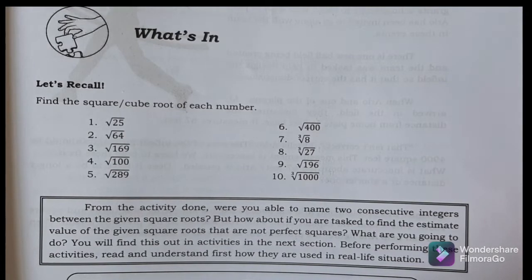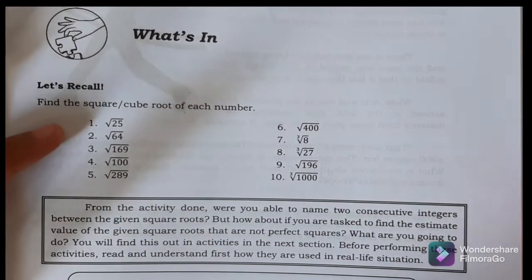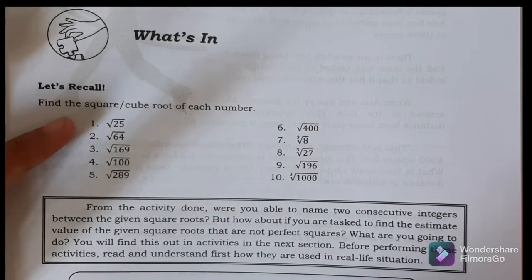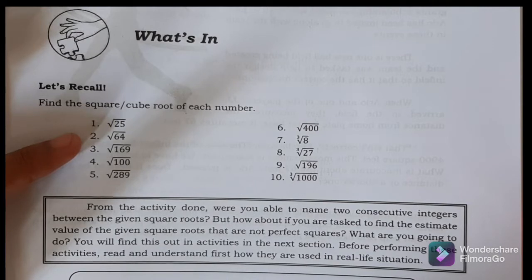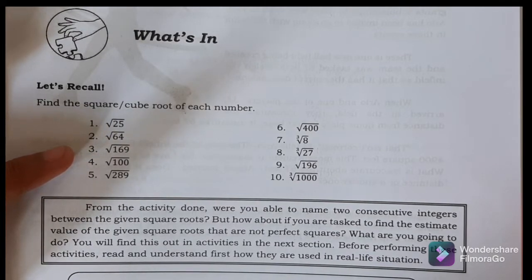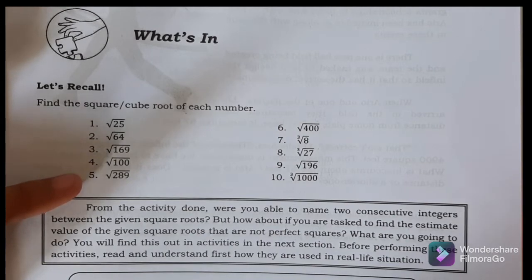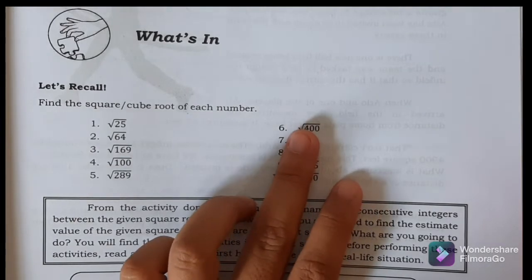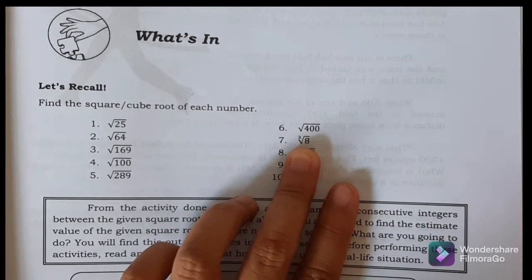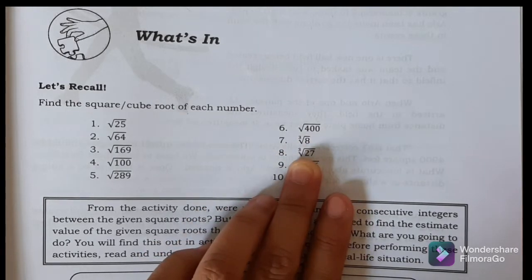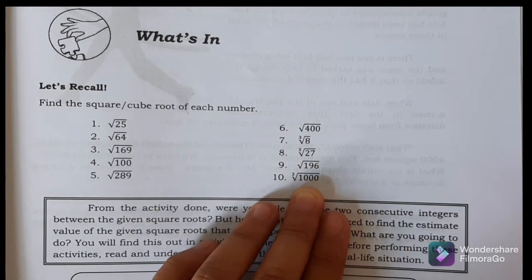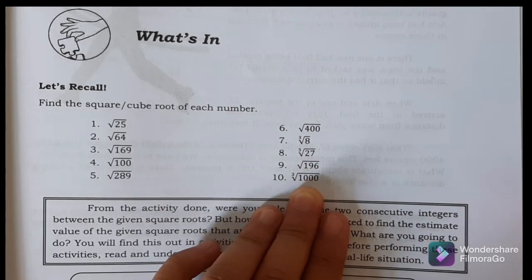For What's In, let's recall. Try to answer 1 to 10. You're just going to find the square root or cube root of each number. Starting with number 1, the square root of 25. Number 2 is the square root of 64. Number 3 is the square root of 169, followed by the square root of 100. Number 5, what do you think is the square root of 289? Number 6, the square root of 400. Number 7, the cube root of 8. Number 8 is the cube root of 27. Number 9 is the square root of 196. And finally, number 10, the cube root of 1000.